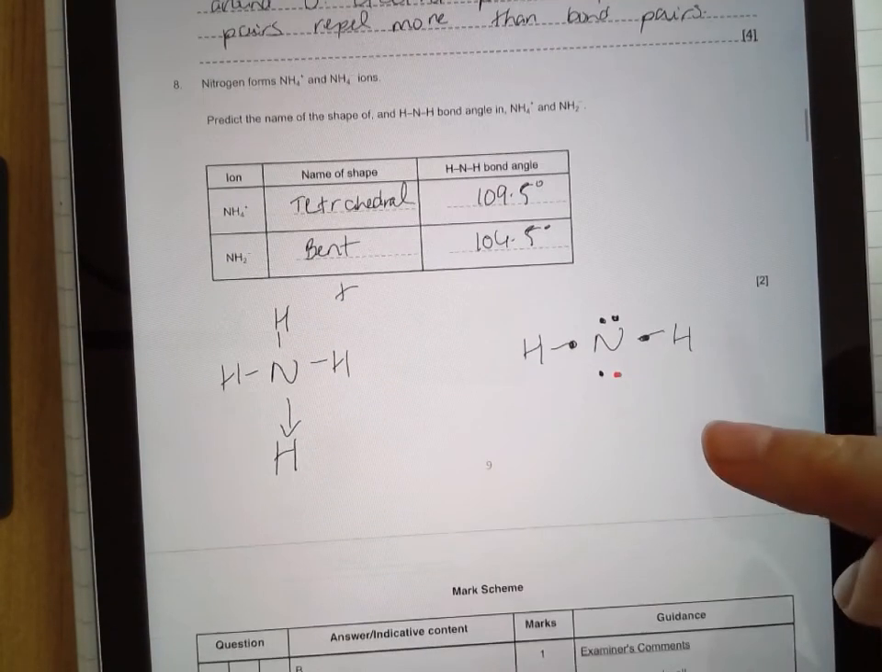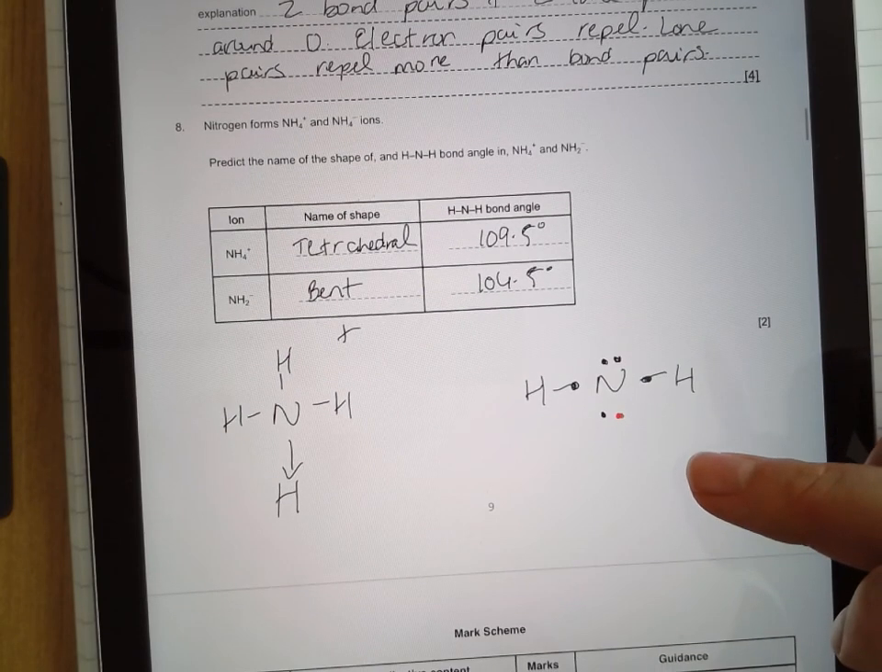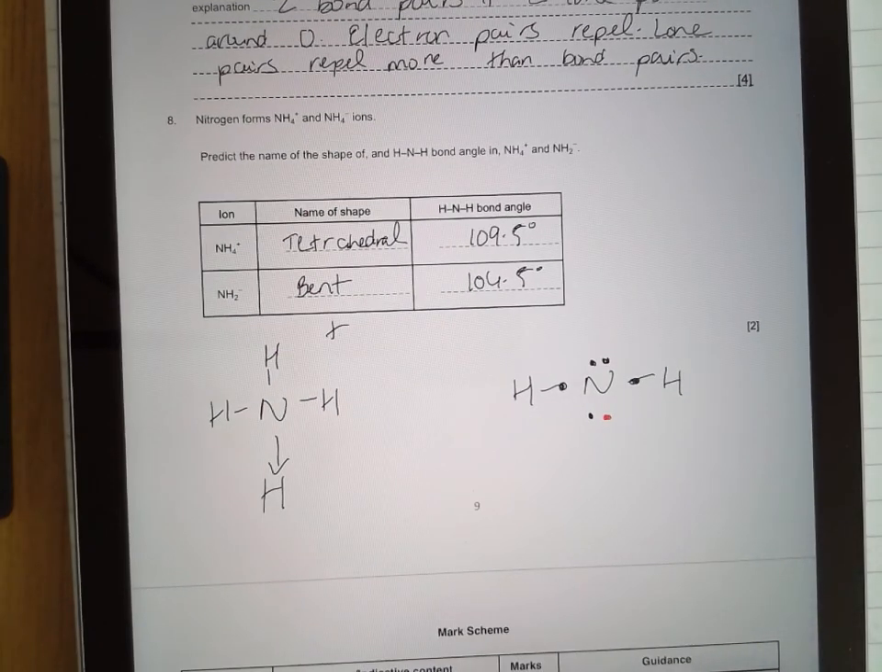That one is slightly harder, and it does say in the mark scheme that most people struggled with the NH2 minus. If it's got minus, it's got an extra electron. It's going to give you 2 lone pairs around the nitrogen atom.